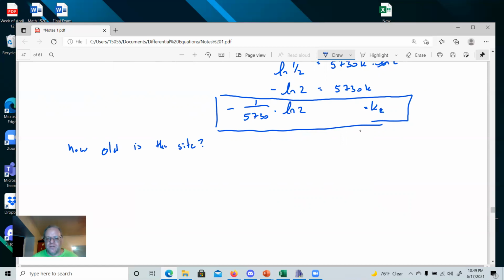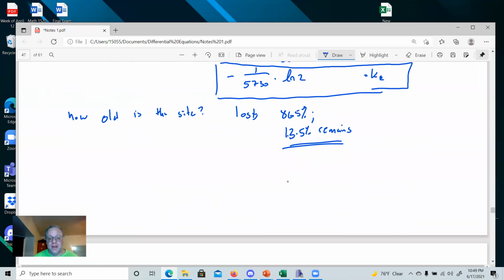Okay, now remember, it's lost 86.5%. So 13.5% remains. Okay, be real careful. Like I said, the college algebra book tells you how much remains. This book is telling you how much is lost. So just be aware that don't go full autopilot and just assume it's going to be written the same way that the college algebra book wrote it, because it isn't. Okay, I'm sorry about that.